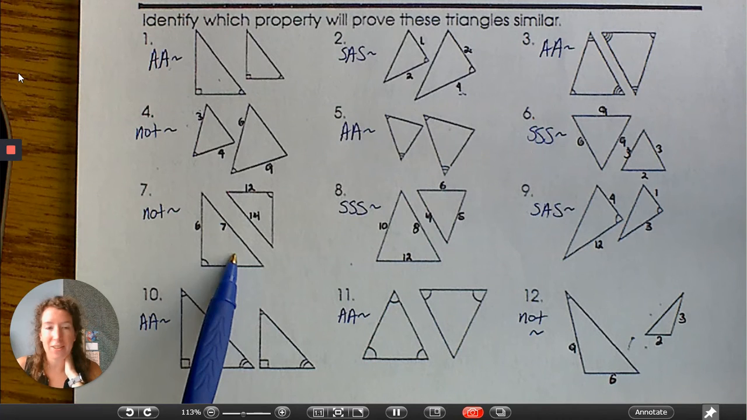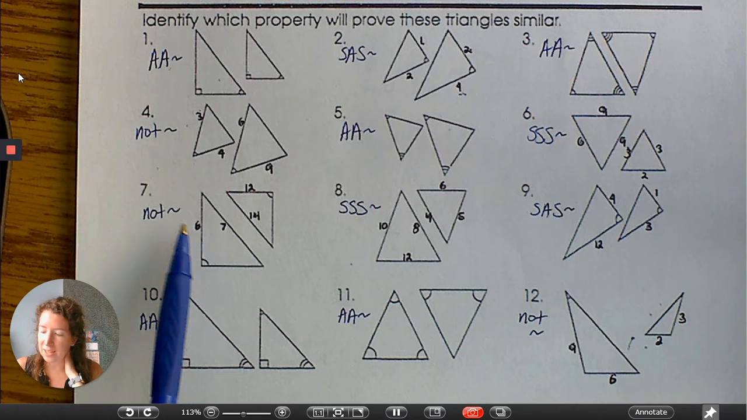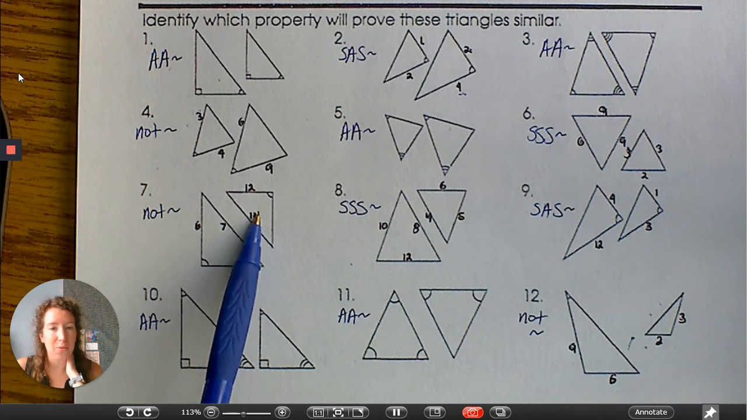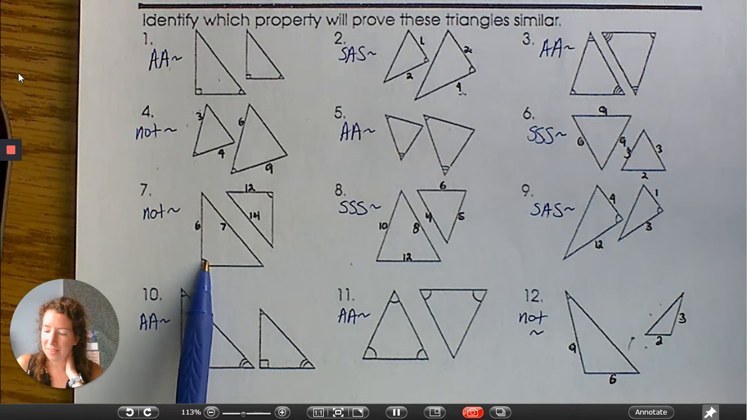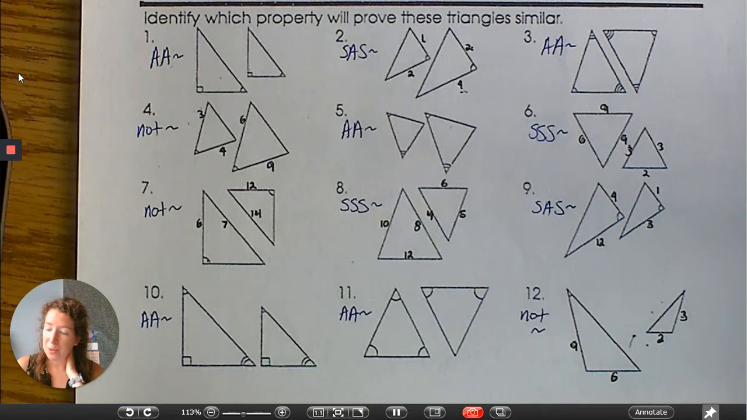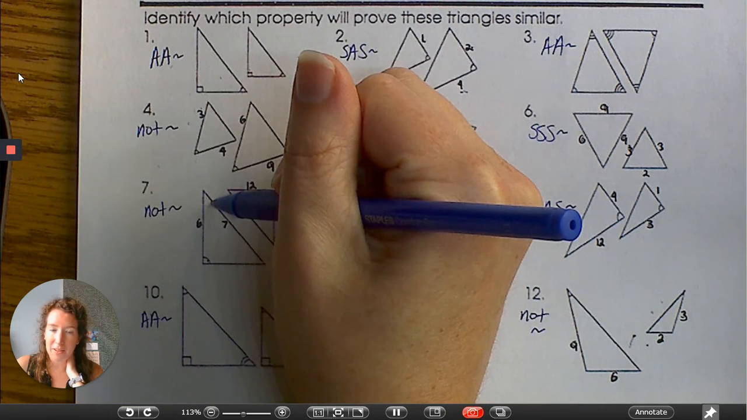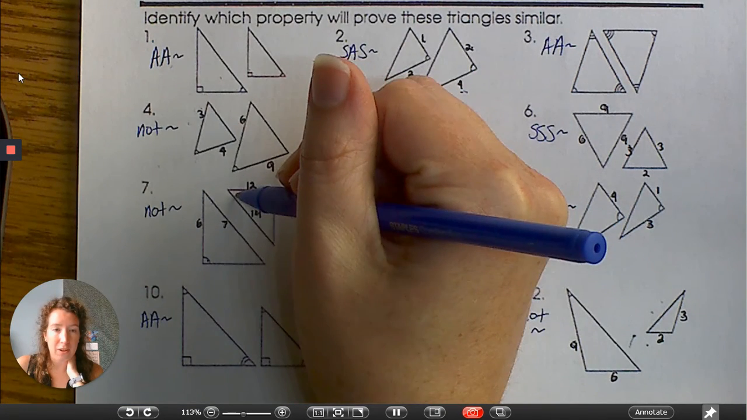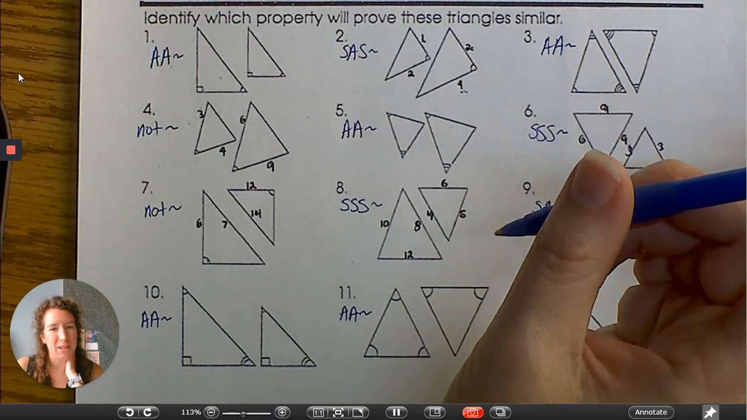So number 7 doesn't work out. Even though the sides have the same ratio, 6 over 12 and 7 over 14, the angle that's congruent is not between the two sides. It would need to be this angle up here and this angle over here, but that's not where the angle placement is, so that's why they're not similar.